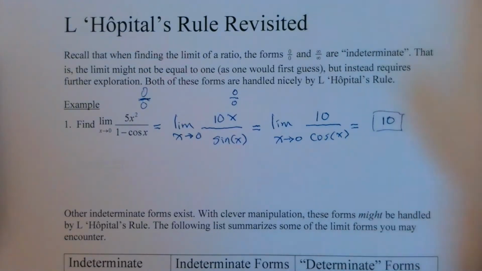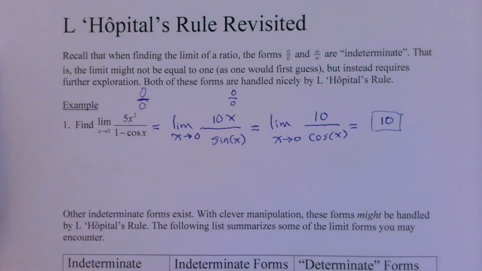So I think this helps illustrate why this is called an indeterminate form. 0 divided by 0 in this problem came out to be 10. In some other problem, it might come out to be negative 12 or infinity, or 0. There's lots of possibilities. But that's a review of using L'Hopital's rule.